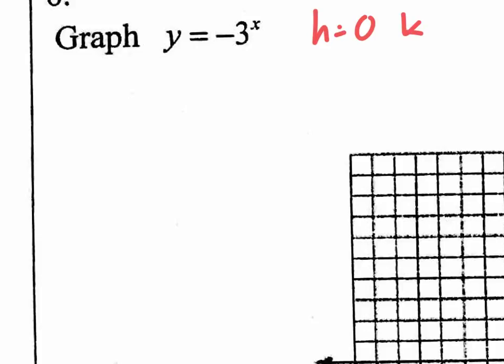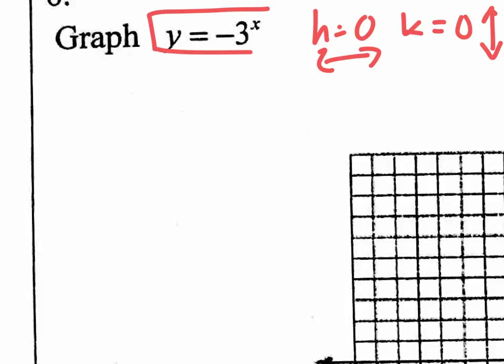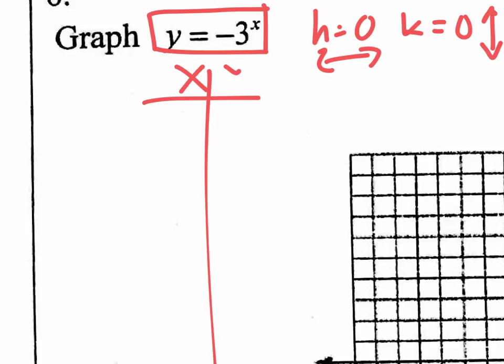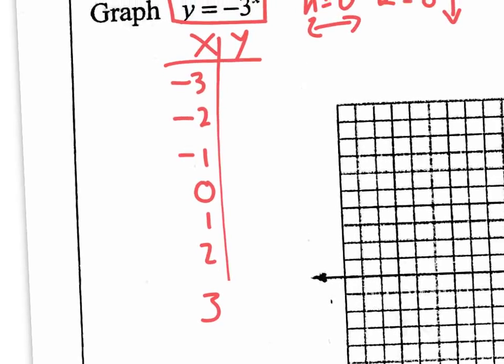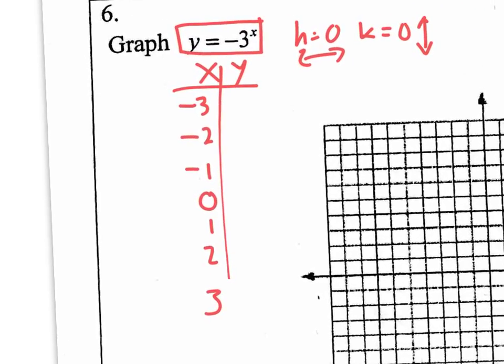h is 0, k is 0. So you're not going to shift left or right. You're not going to go up or down. There is no h or k shift. So even if there were an h and k shift, you would ignore it and you would jump to your xy table. And when you plug in numbers that are in consecutive order, like -3, -2, -1, 0, 1, 2, and 3. Consecutive order. Now, why do you want consecutive order? That way you could plug in only one number and then work out the other outputs based on your growth or decay, based on your base.